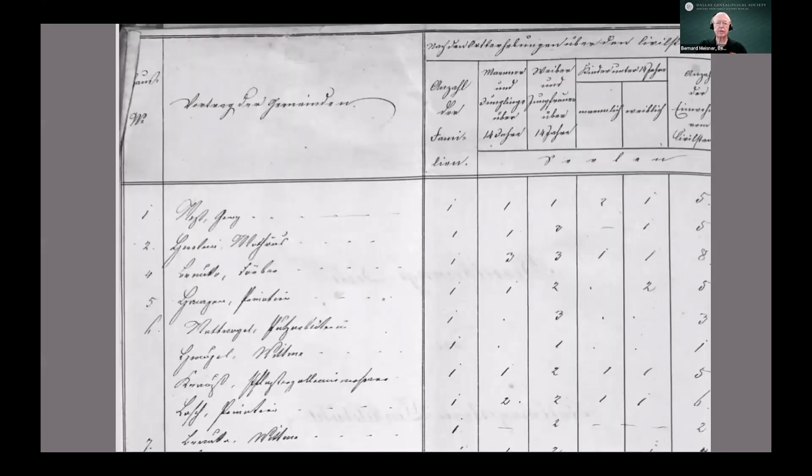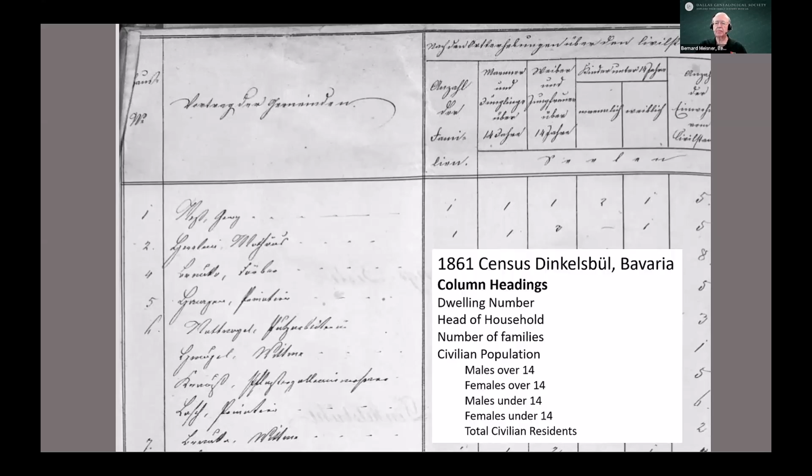You could zoom in and see the name of the individual and then the various tick marks: the dwelling number, the head of household. This is 1861: the number of families, the civilian population, males over and under 14, females over and under 14, and the total civilian residents, because that's how they're going to distribute the customs fees.